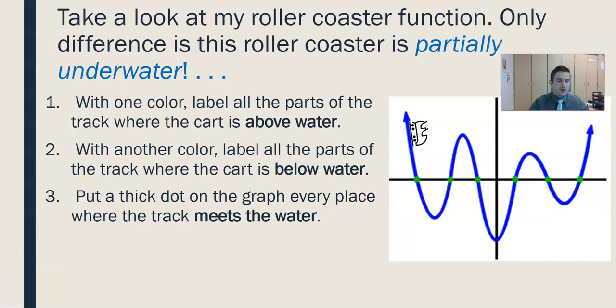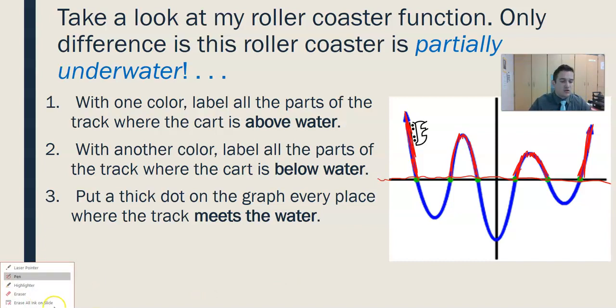Okay, so right here it says, with one color label all the parts of the track where the cart is above the water. If I envision this line as being the water, and my roller coaster is coming in and out of the water, I'm going to label all the parts of this track where the cart is above the water. So this is above the water, this is above the water, this is above the water, and this is above the water. We did something very similar to this in the last video, but now instead of increasing and decreasing, I'm focusing on where the cart is above water and where the cart is below water.